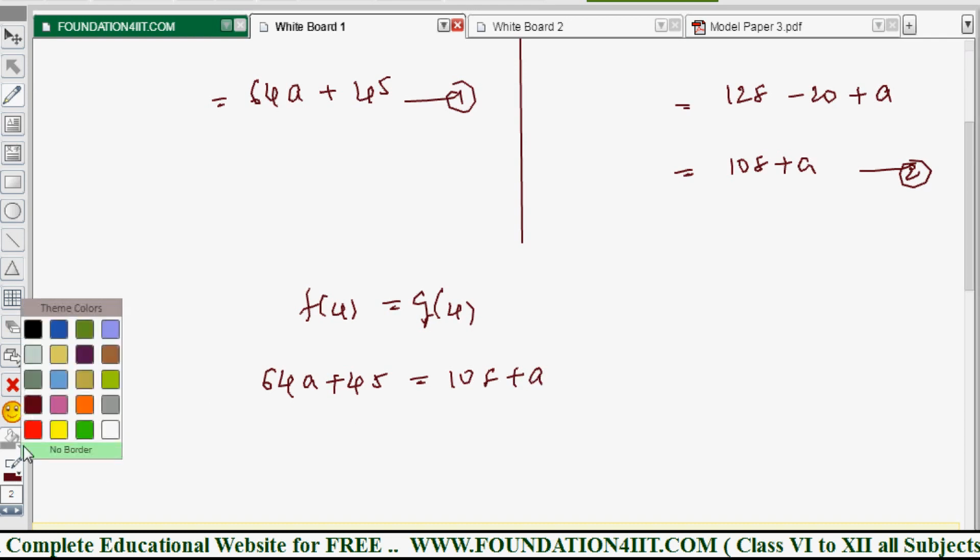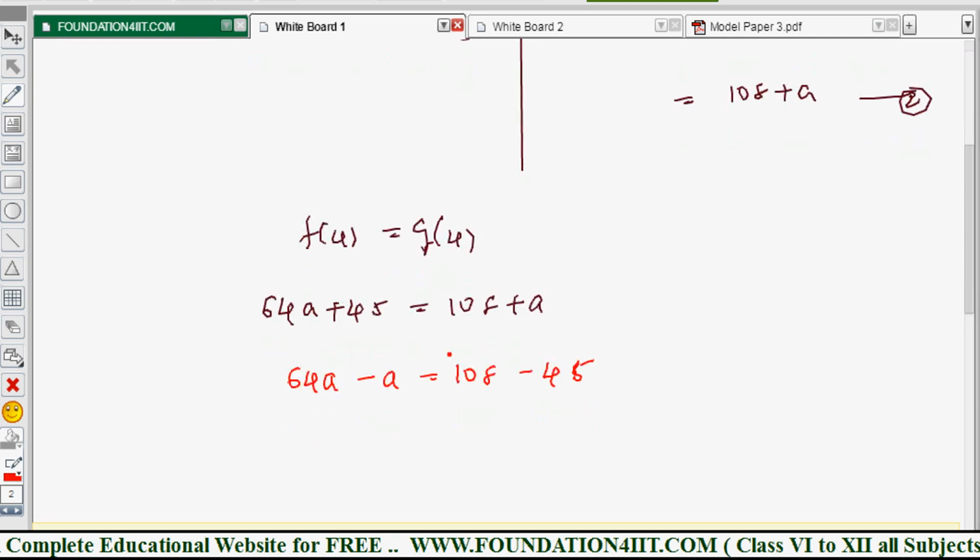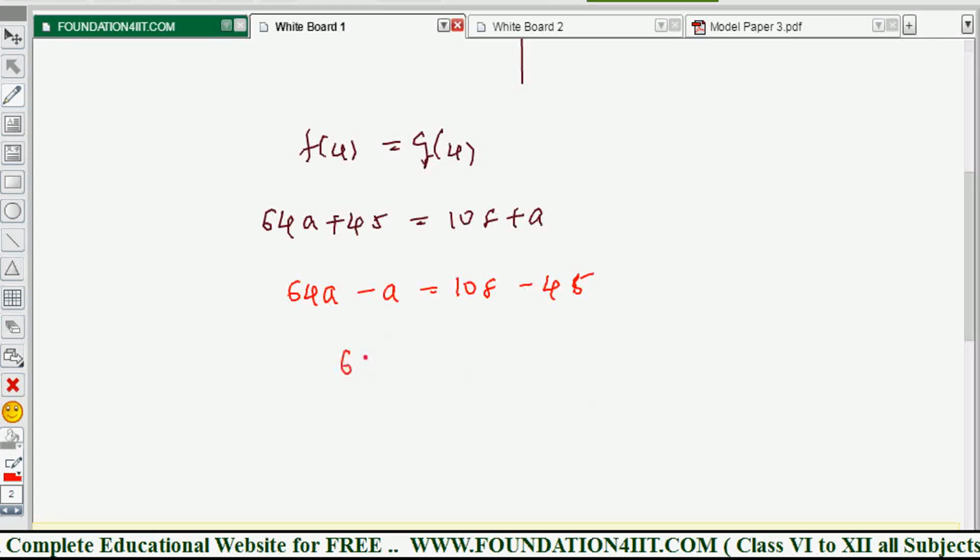Take the a terms to one side. 64a minus a is equal to 108 minus 45. Now this is 63a. 108 minus 45, that is 63, right? Then a is equal to 1. Simple. So the value of a is 1. When the leaves remainder is the same, we can solve in this way.